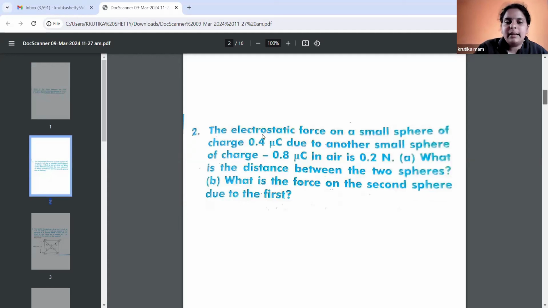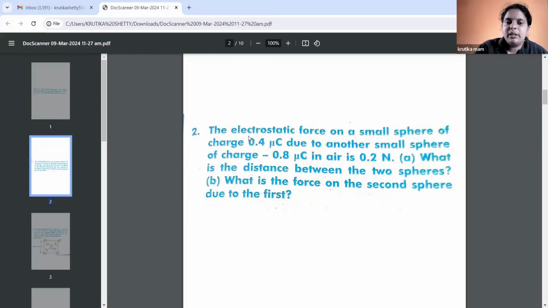Yes. The second question is, the electrostatic force on a small sphere of charge 0.4 microcoulomb due to another small sphere of charge minus 0.8 microcoulomb in air is 0.2 Newton. What is the distance between the two spheres? And the second question is, what is the force on the second sphere due to the first? So first you have to calculate the distance between the two spheres and you have to calculate the force on the second sphere due to the first.